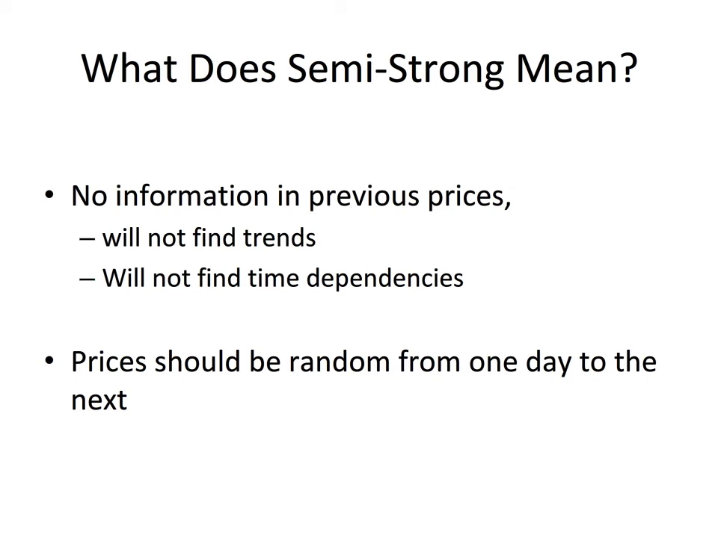Semi-strong price efficiency implies that there's no information in previous prices. We can't use charts or look at old prices to say anything about the direction of the market. That will specifically mean we will not find trends, or we will not find time dependencies, a couple of things we looked at a couple weeks ago. And what that will mean in the end is that prices will be random from one day to the next.